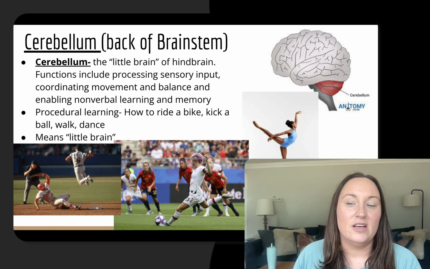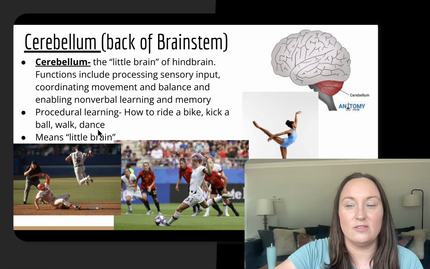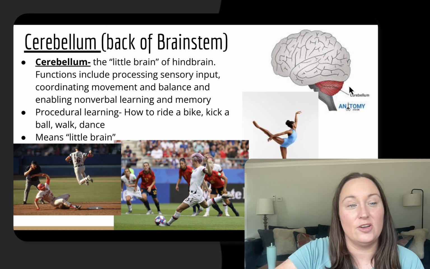The cerebellum is in the back of the brain, so sometimes called the little brain. It looks like a little brain.